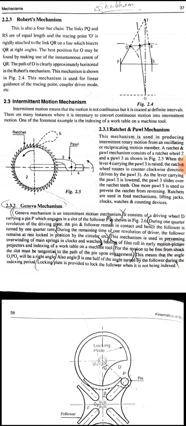So some of the intermittent motion mechanisms are: first one, ratchet and pawl mechanism. As you can see from the figure, this mechanism is used in producing intermittent rotary motion from an oscillating or reciprocating motion member.